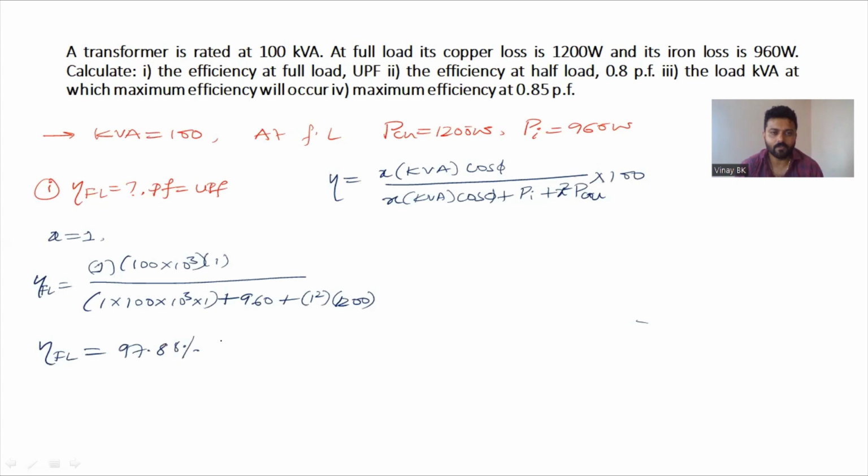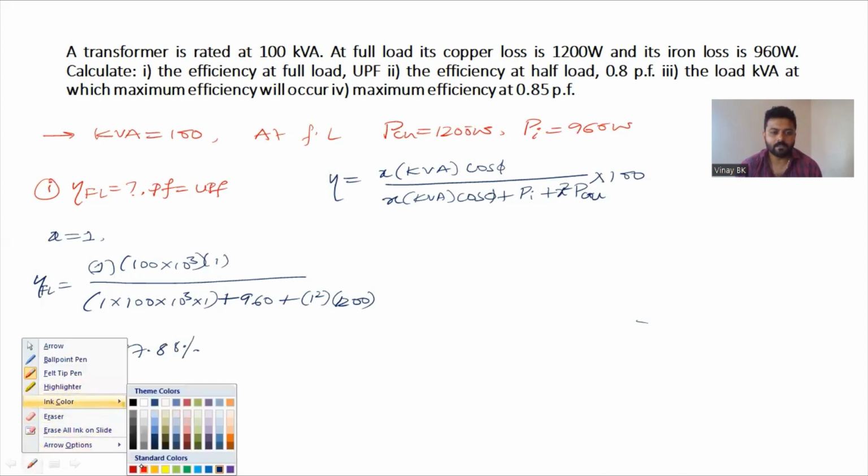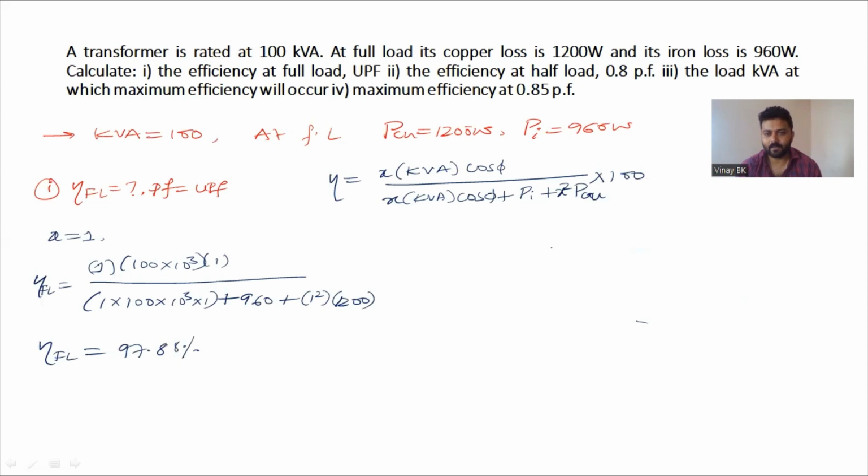97.88 percentage for full load. Similarly, for the second case, they asked you to find it for half load. So half load means x is half. Eta for half load you need to find, for x equal to half, which is 0.5.